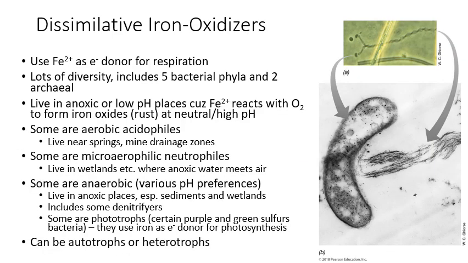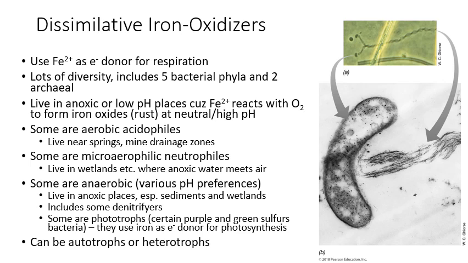To go with your dissimilative iron reducers, you have dissimilative iron oxidizers, who are using Fe2+ as an electron donor for respiration. So the dissimilative iron reducers are using Fe3+ and producing Fe2+. The iron oxidizers use Fe2+ and produce Fe3+ by stripping an electron from it, since it's the electron donor.